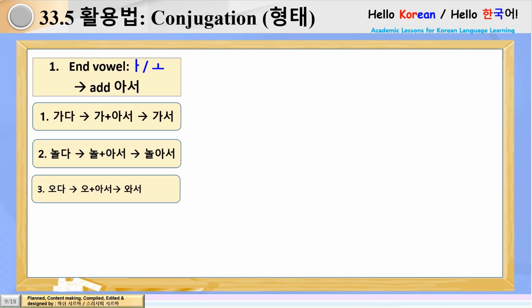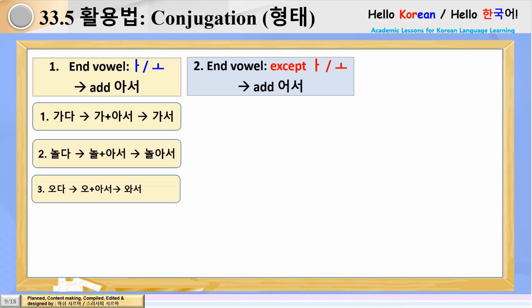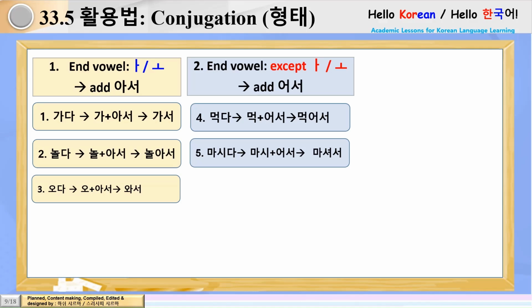Second category, if the end vowel is other than ㅏ or ㅗ, we have to add 어서. Number 4, 먹다 will be 먹어서. Number 5, 마시다 will be 마셔서. And number 6, 듣다 will be 들어서.